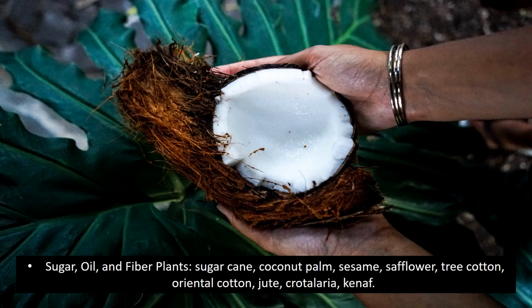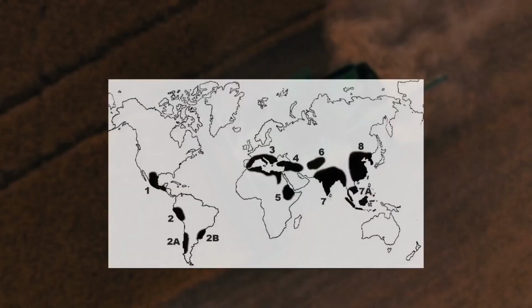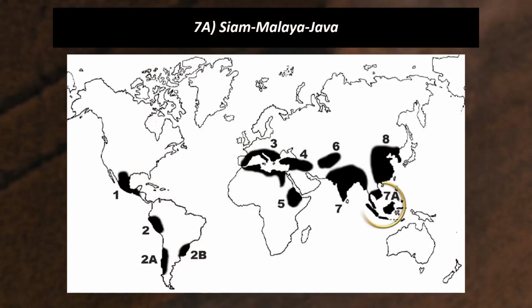These are some of the lists, and many more. I mean, spices, that is stimulants, and dyes are from this region, like black pepper, gum arabic, sandalwood, indigo, cinnamon tree, cotton, then bamboo. And coming to the second one, that's Siam Malaya Java, that has Scott Indo-Malayan Center.